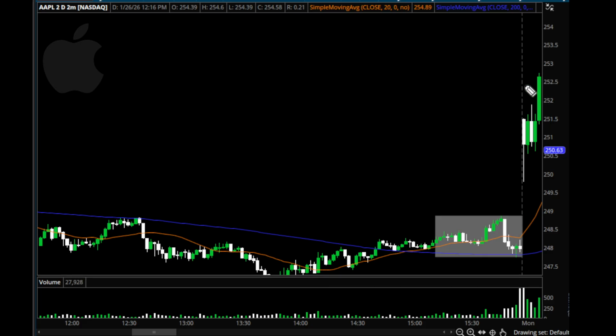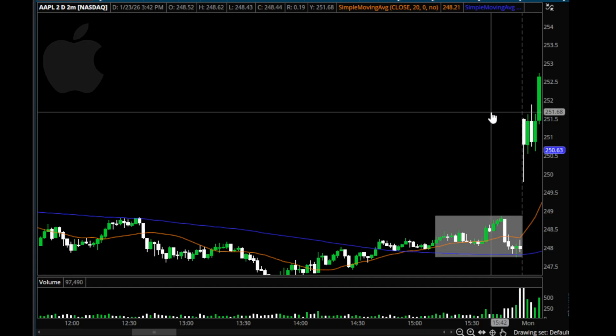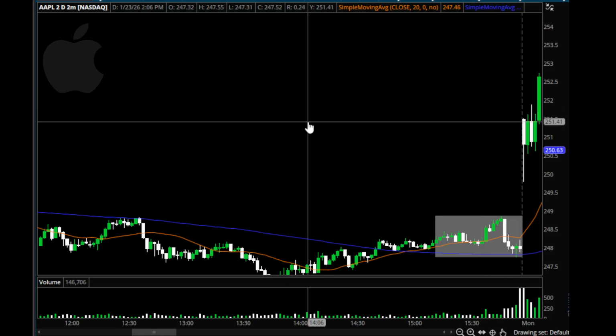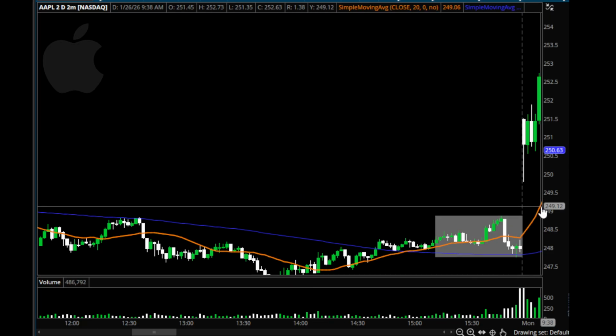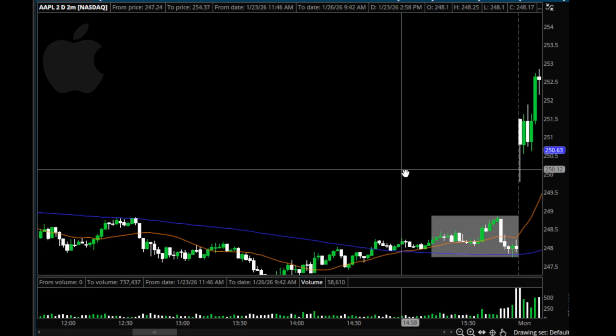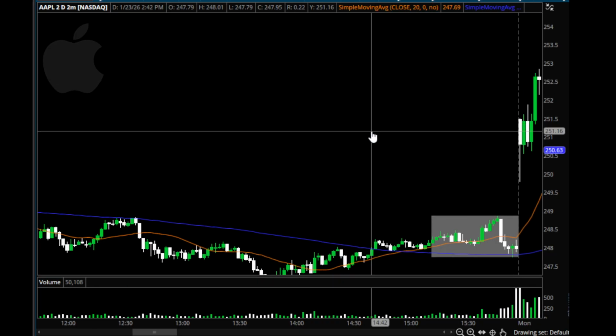Even though I see this, I'm still not in, right? So right here is pretty much just confirming the direction that I think it's going to go at this point. Now I'm still waiting on an entry event. So once I see this, I'm still waiting. My 20 is trending up. That's awesome. I have a white candle here.